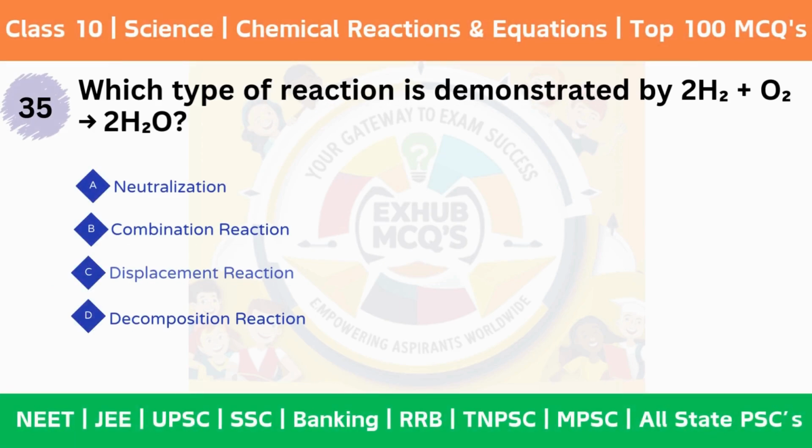MCQ 35. Which type of reaction is it when hydrogen and oxygen react to form water? Option A, neutralization reaction. Option B, combination reaction. Option C, displacement reaction. Option D, decomposition reaction.